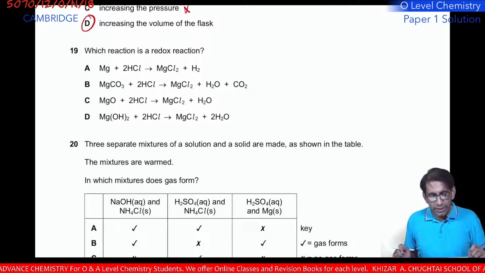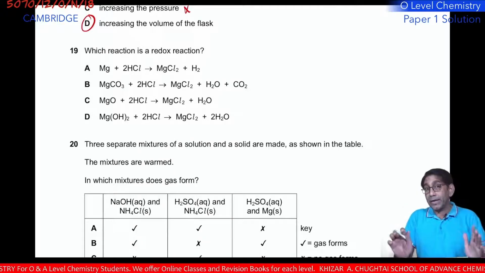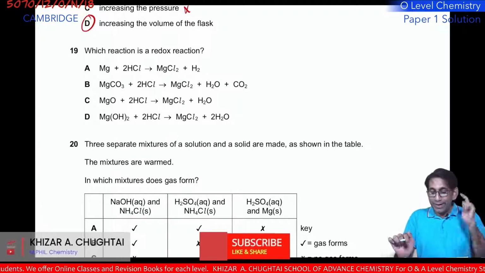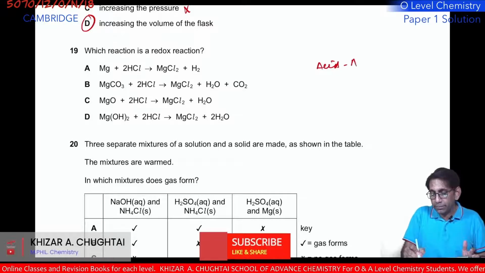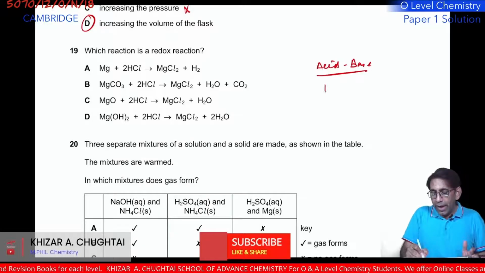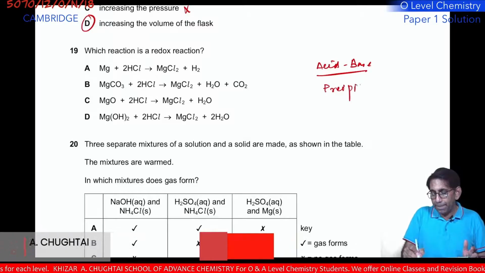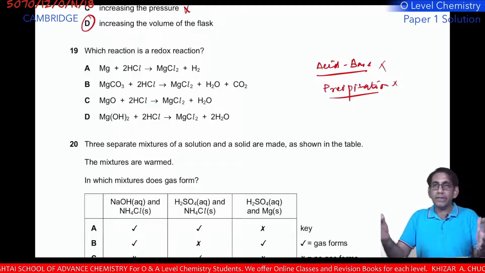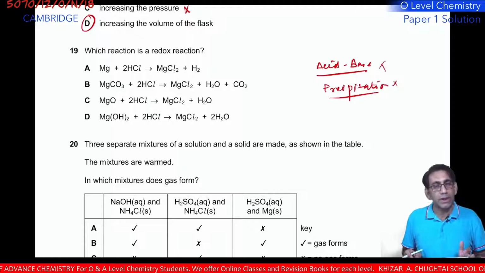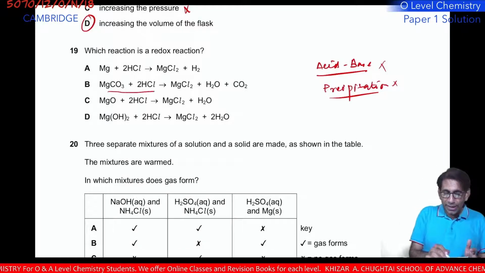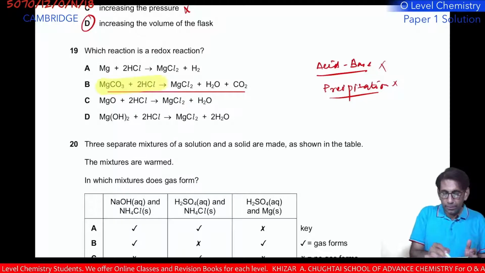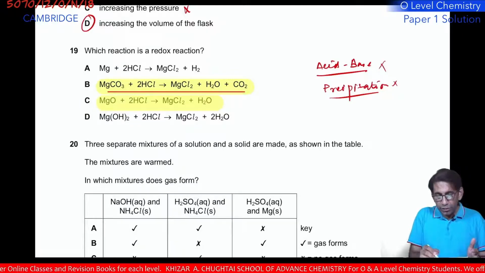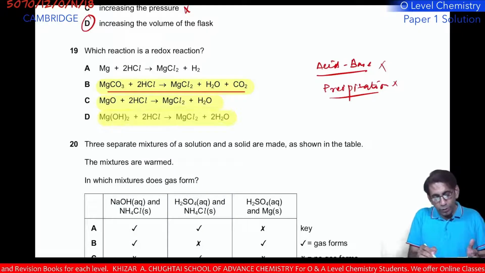Question 19. Which reaction is a redox reaction as far as the O-level syllabus is concerned? That is true only for O-level students: acid-base reactions and precipitation reactions are not supposed to be redox reactions. Yes, it is true. So this is an acid-base reaction. Yes, it is an acid-base reaction. This also, the D1 is the acid.